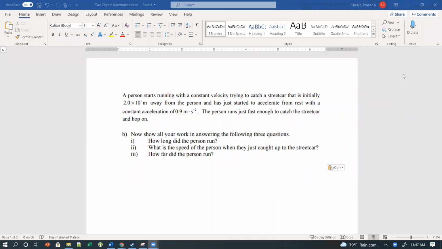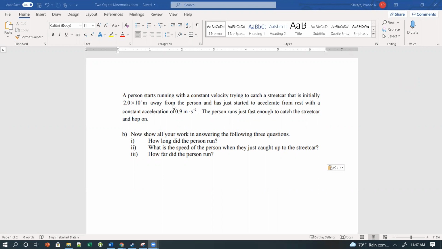Hello, everyone. In this video, we're going to be going over a kinematic problem with two separate objects. This is normally the more difficult kind of kinematics problem in physics, so it might be a little confusing, but stick along and hopefully it won't be too bad.